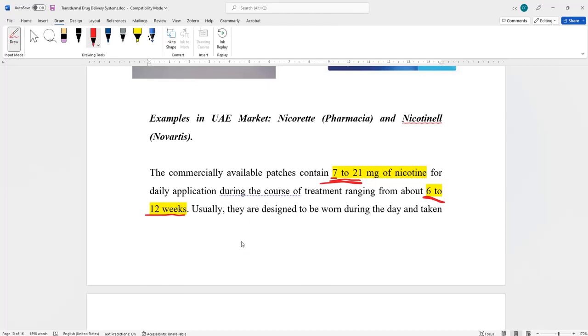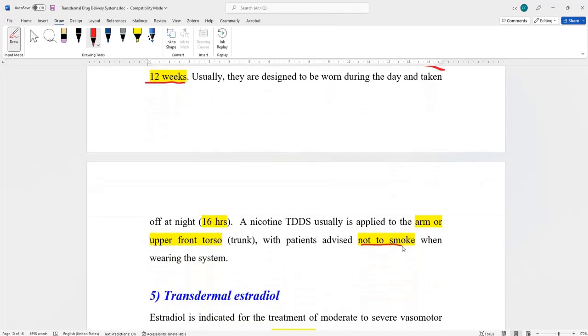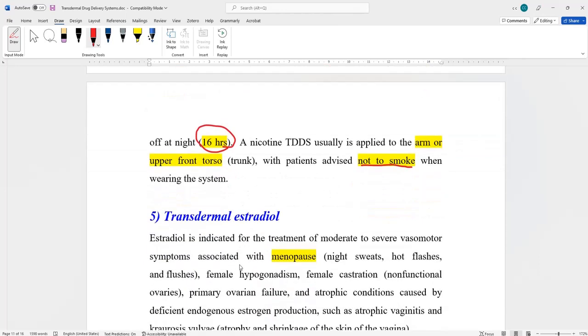Okay. It's important to tell the patient not to smoke when the patch is on. Also, it's important to only wear it during the day and take it off at night. Meaning you'll be wearing it for 16 hours because you will sleep for about 8 hours.